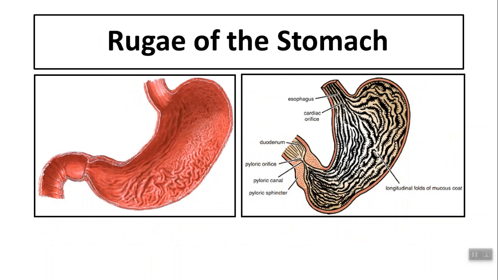The inside of the stomach, the mucous membrane or mucosa, is highly vascularized, with a rich blood supply, and is thrown into folds, mainly longitudinally. These folds are called rugae. The rugae become flattened when the stomach is distended with food.